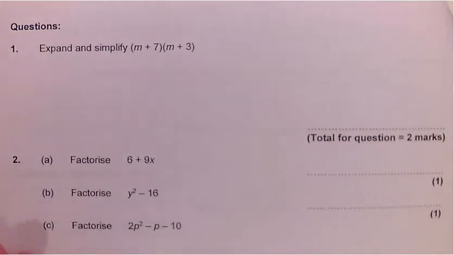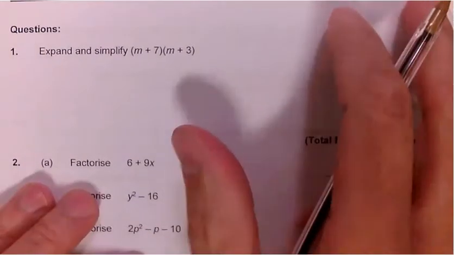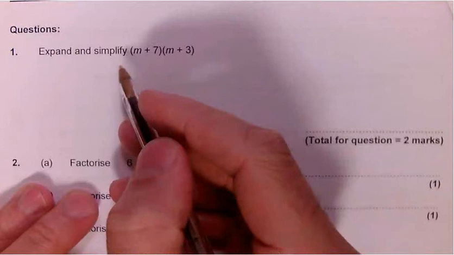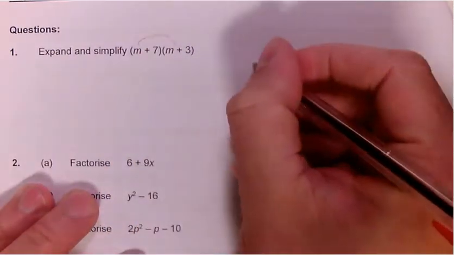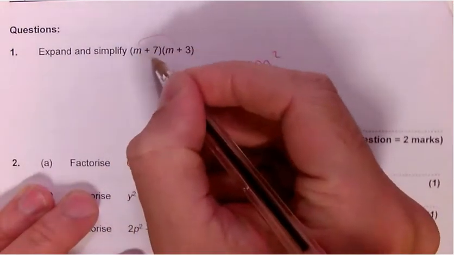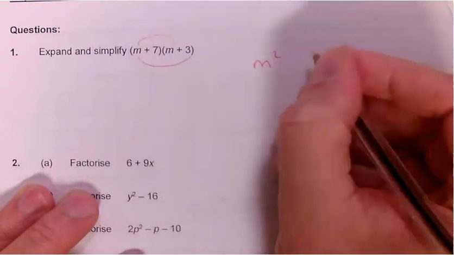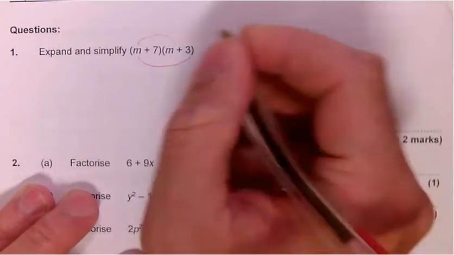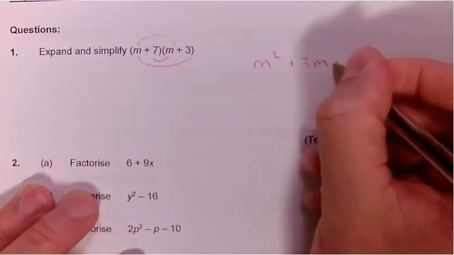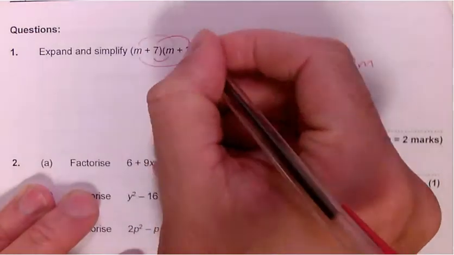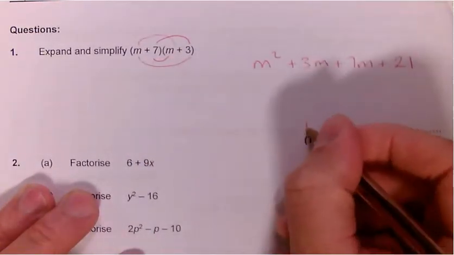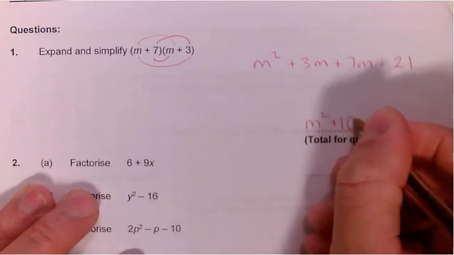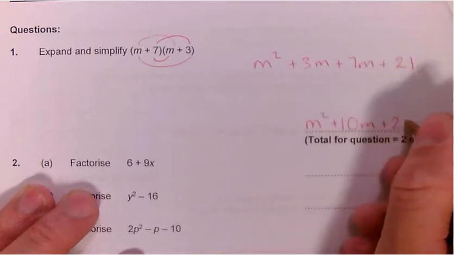Next questions, expand and factorise, or expand and simplify. So I'm starting with m multiplied by m would be m squared, and m multiplied by 3, 3m. 7 multiplied by m, 7m. 7 multiplied by 3, 21. Simplifying that will leave you with m squared plus 10m plus 21.